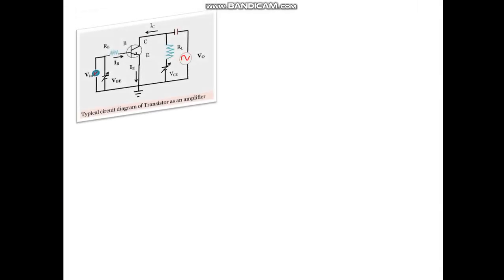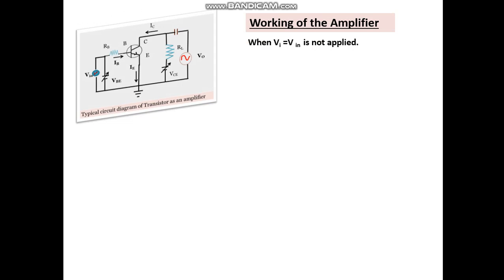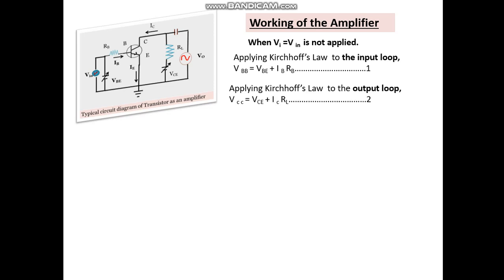Let's see how it works. So we have here again the circuit diagram. When the input voltage Vi is not applied, applying Kirchhoff's law to the input loop, VBB is equal to VBE plus IB into RB. Applying Kirchhoff's law to the output loop, VCC is equal to VCE plus IC into RL.